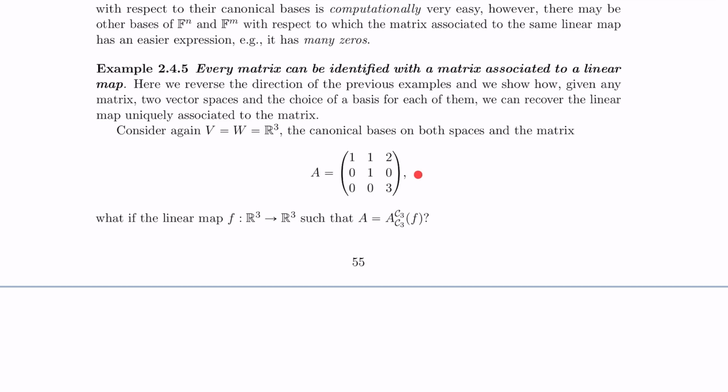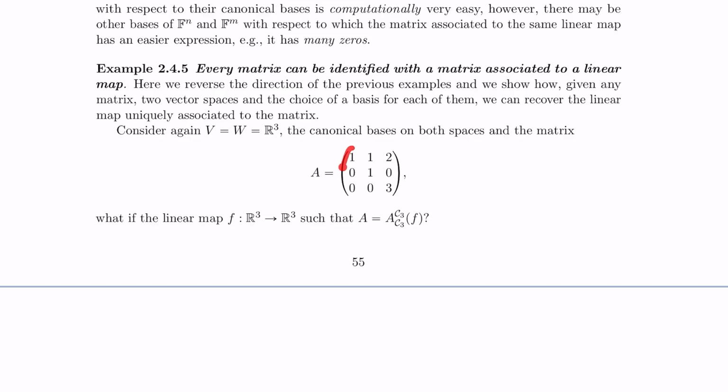We have this matrix here, and we want to find the linear map F from R3 to R3 such that this is the matrix associated with F with respect to the choice of the canonical basis for both the domain and range vector space. Thanks to the choice of the canonical basis, we know that this task is very easy.